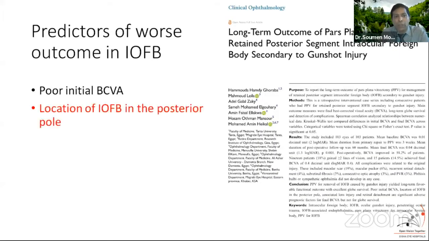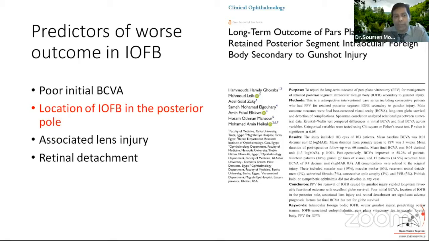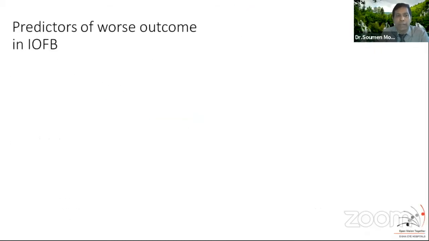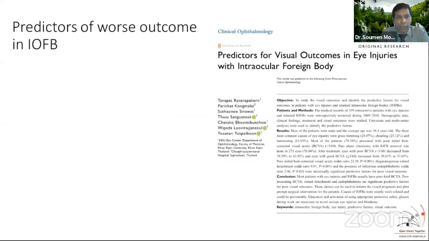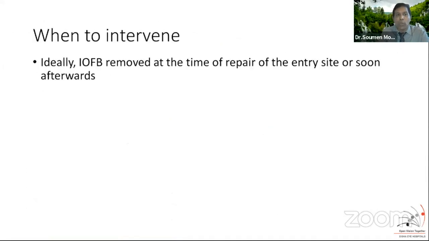As we all know, the predictors for worse outcome in IOFB are poor initial visual acuity, location of IOFB in the posterior pole, associated lens injury, retinal detachment, and endophthalmitis. So when to intervene?